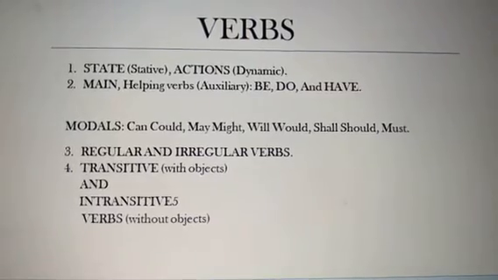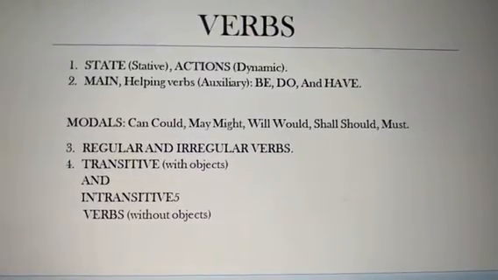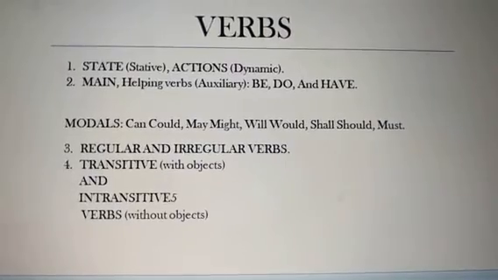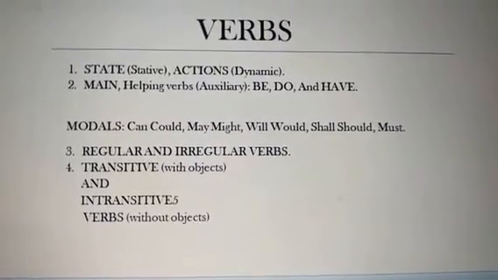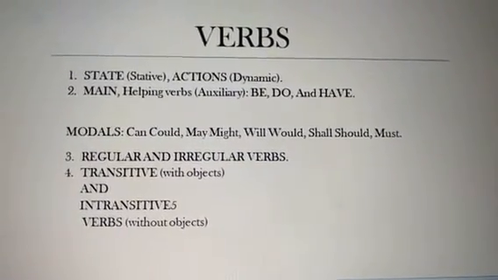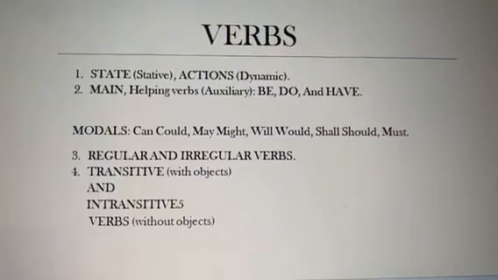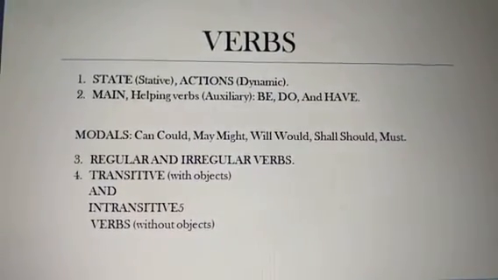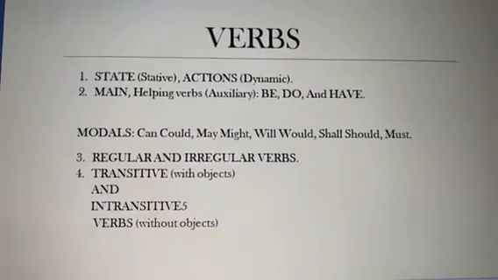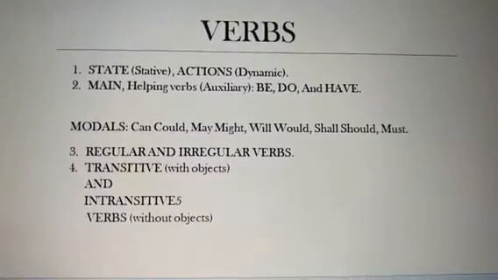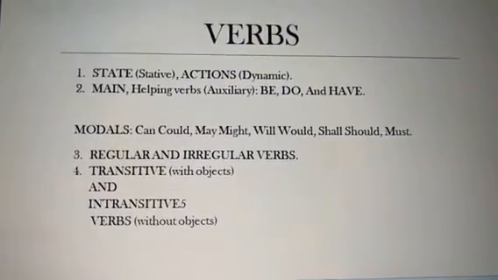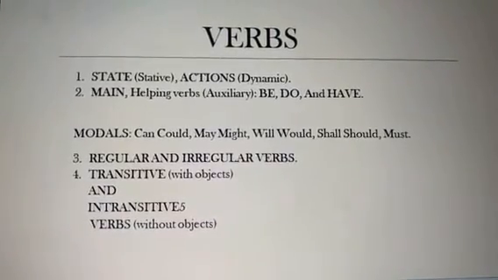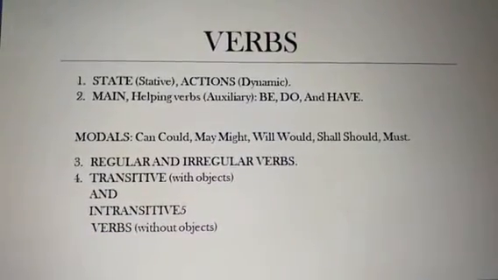Okay, let's now move on. We'll talk about main and helping verbs. These are sometimes called auxiliary verbs as well. So when a verb is used in a sentence, it can be used in two ways. It can either be used as the main verb of the sentence, or it can be a helping verb. For example, it can help the main verb. The most important helping verbs are be, do, and have, as you can see in the image.